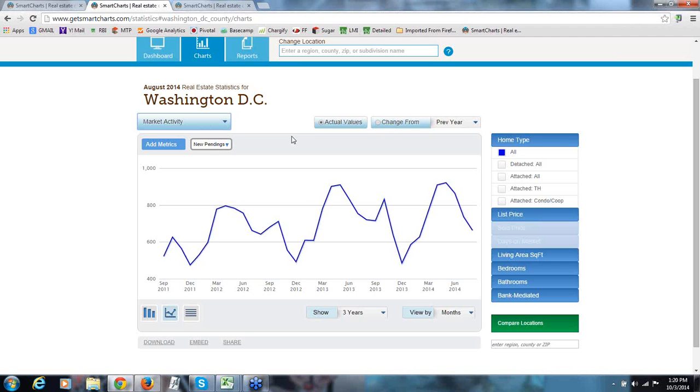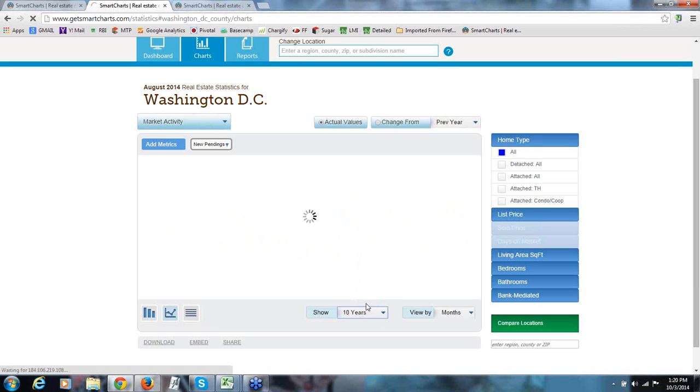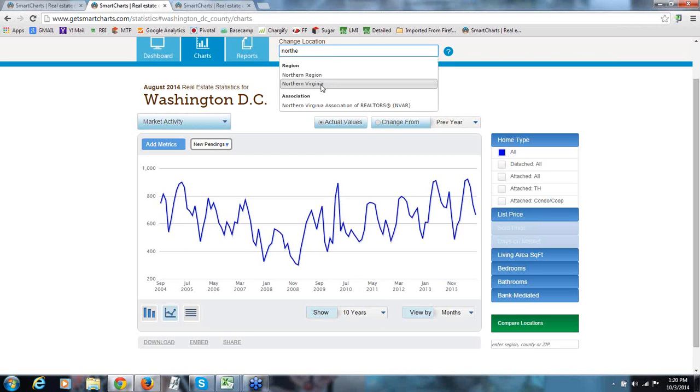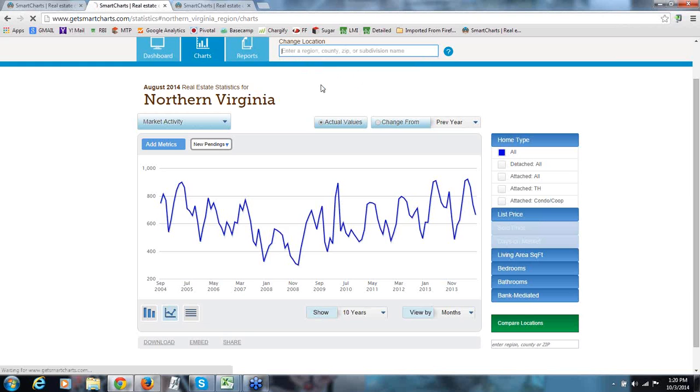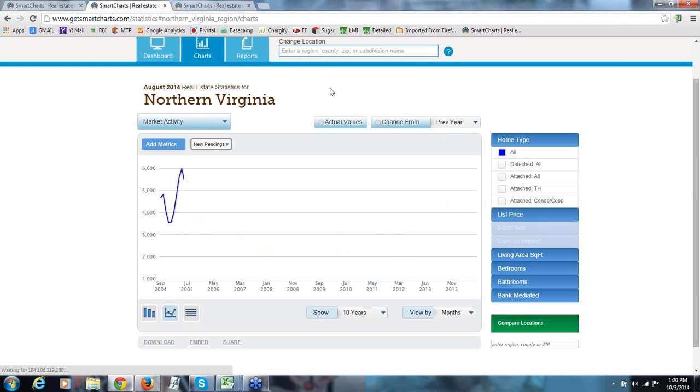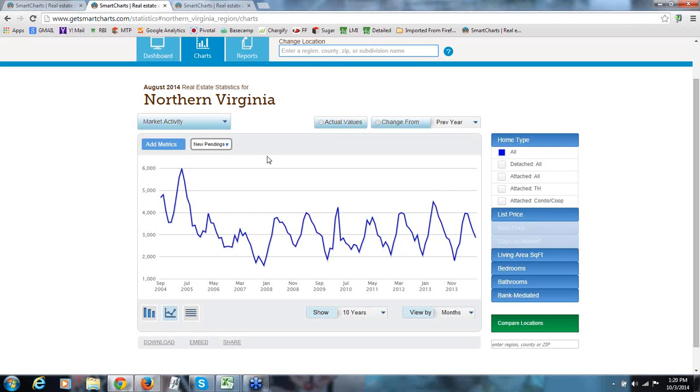What you can share with the client is, if you turn on, say, the 10-year chart, this is a good way to explain the seasonality of the market. I'm going to back up to Northern Virginia just to get more general trends. So this is new pending activity over 10 years.